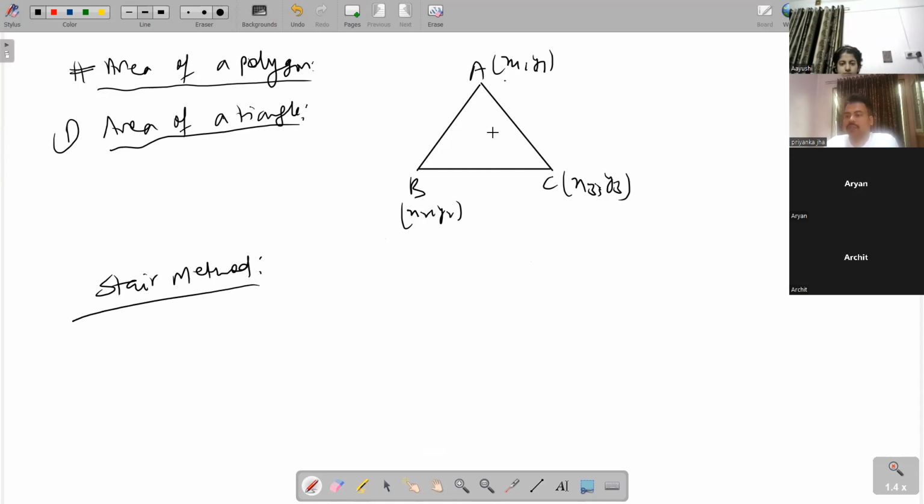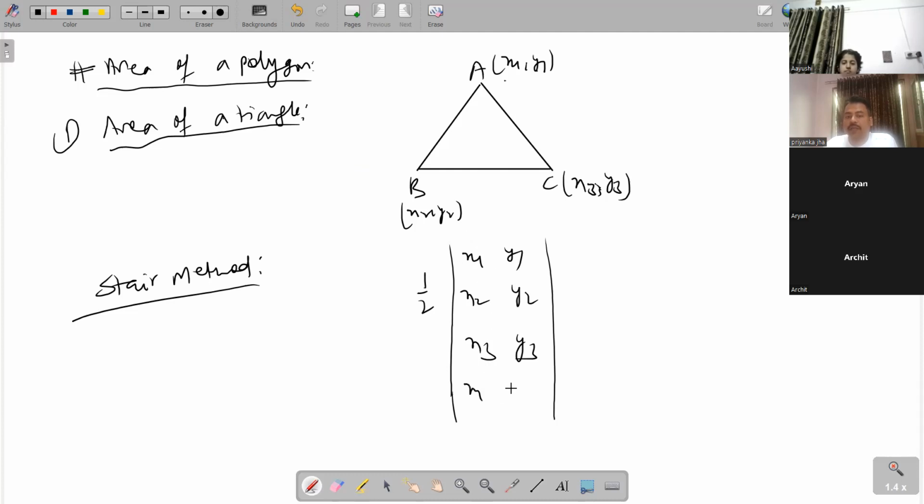We have to find the area of this, right? So just write this: half, and then two long lines. You can start with any coordinate. Suppose I start with x1, y1, then give x2, y2, and then put x3, y3. And you have to end with the same coordinate. If you started with x1, y1, you have to end with the same. You will get the same result. And then apply a mod so that you will not get a negative value. This is the value of the area.